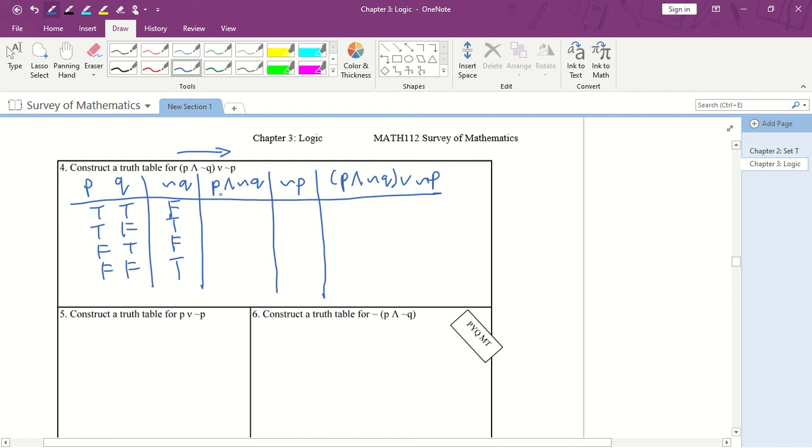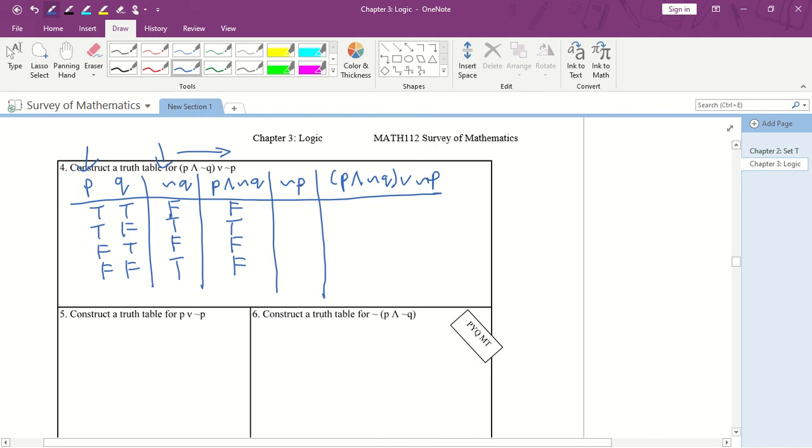And the next one, P and negation Q. So P is this one, and this is negation Q. The connective here is AND. So remember, AND is what? AND is true only when both are true, or else all are false. So true, false makes it false. True, true makes it true. False, false makes it false. False, true makes it false.